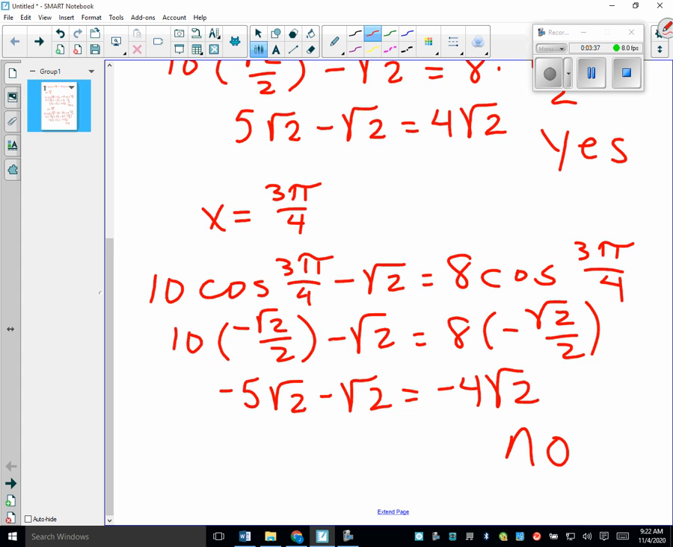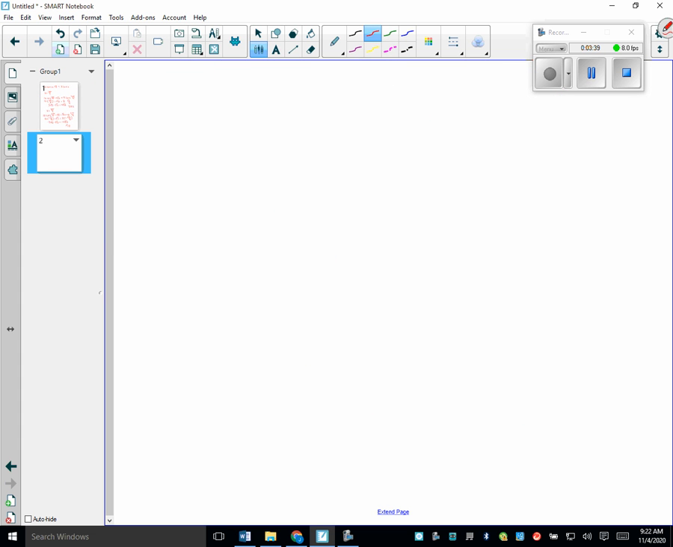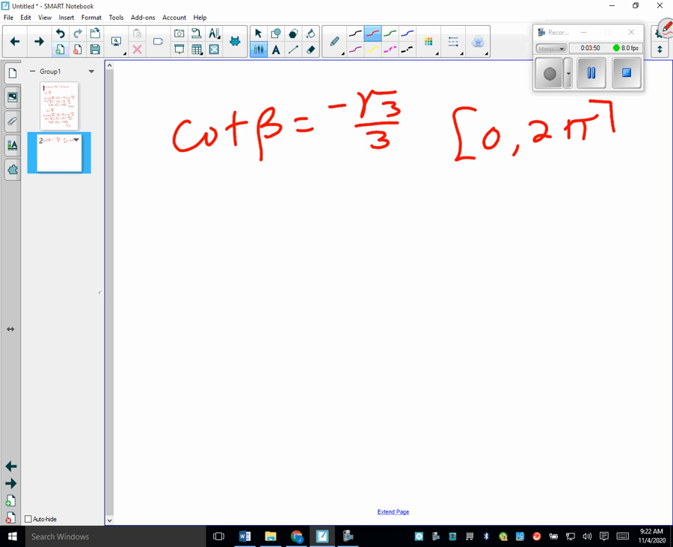We're going to change a little bit what we're going to do. Still doing equations. Cotangent of beta is negative radical 3 over 3. I want all answers between 0 and 2 pi.